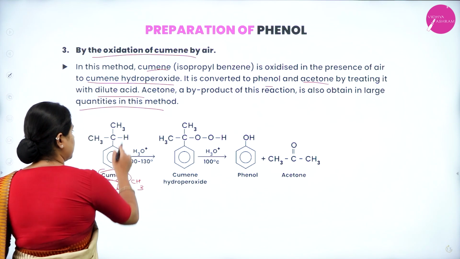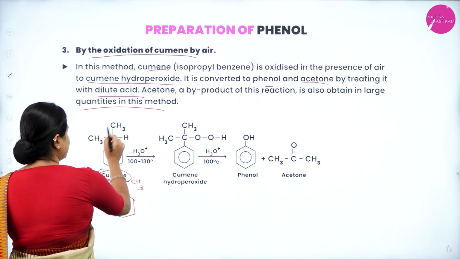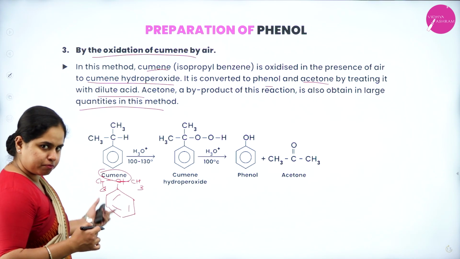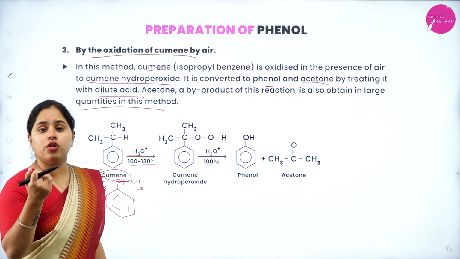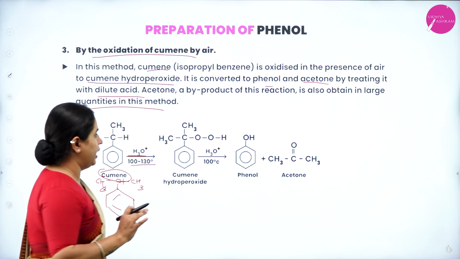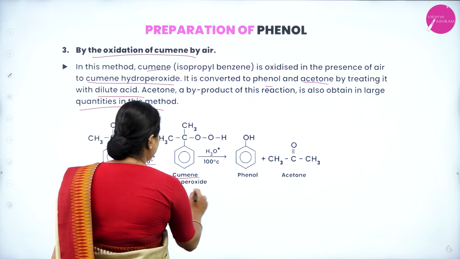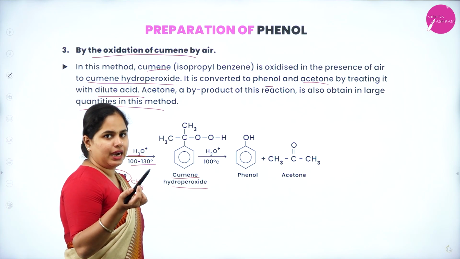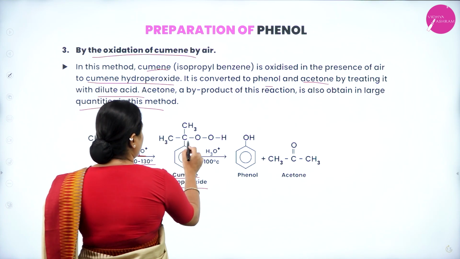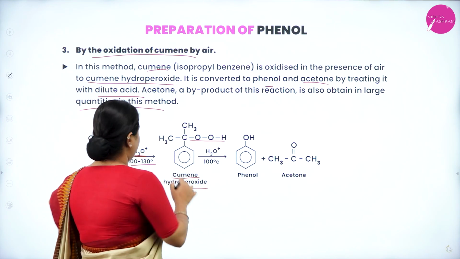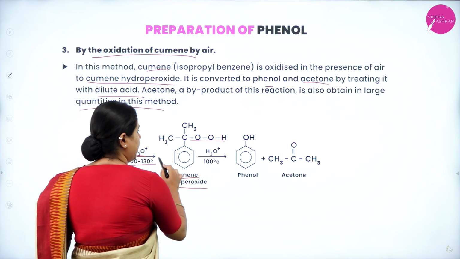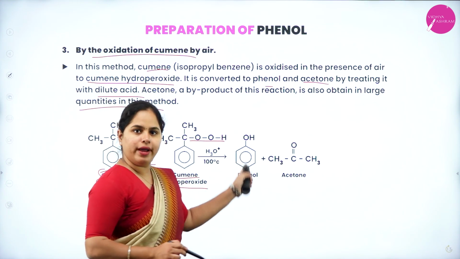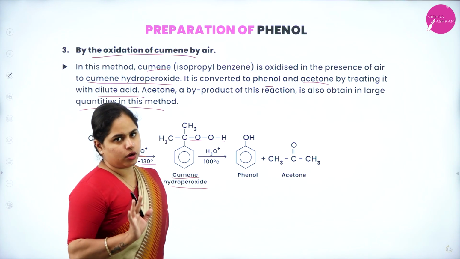What you can see here is your cumene, with CH3, CH3 on benzene. So this is isopropyl benzene. We oxidize it in the presence of air. What will you get? Cumene hydroperoxide. Oxygen will be added, since we are oxidizing it, so OO will be added, and the hydrogen was already here. O2 will be added. So what you get is CH3, C, CH3, OOH. So cumene hydroperoxide is formed.